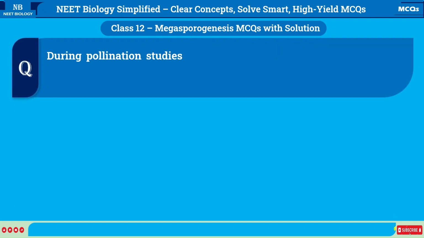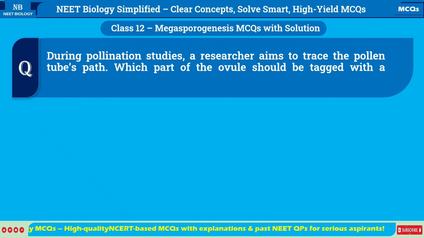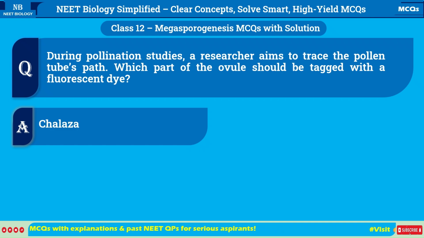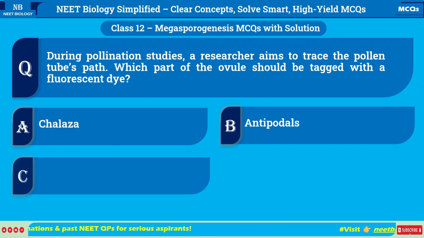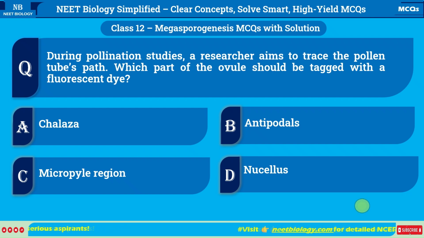During pollination studies, a researcher aims to trace the pollen tube's path. Which part of the ovule should be tagged with a fluorescent dye? A. Chalaza. B. Antipodals. C. Micropyle region. D. Nucellus.